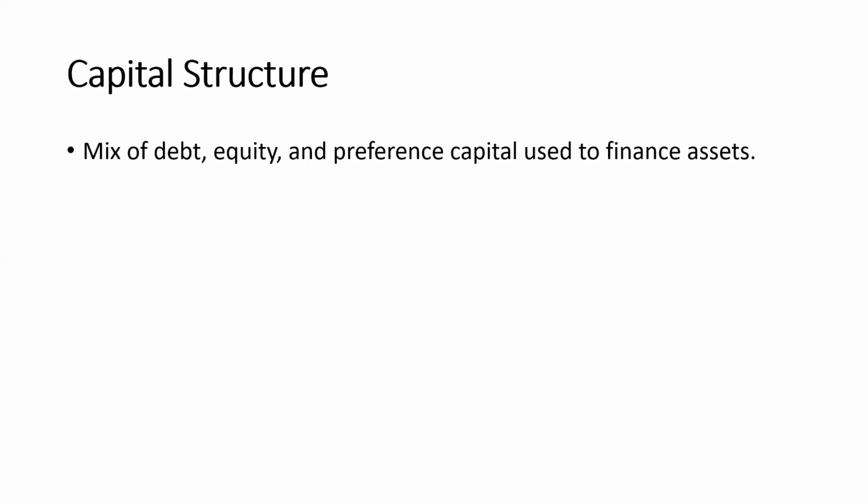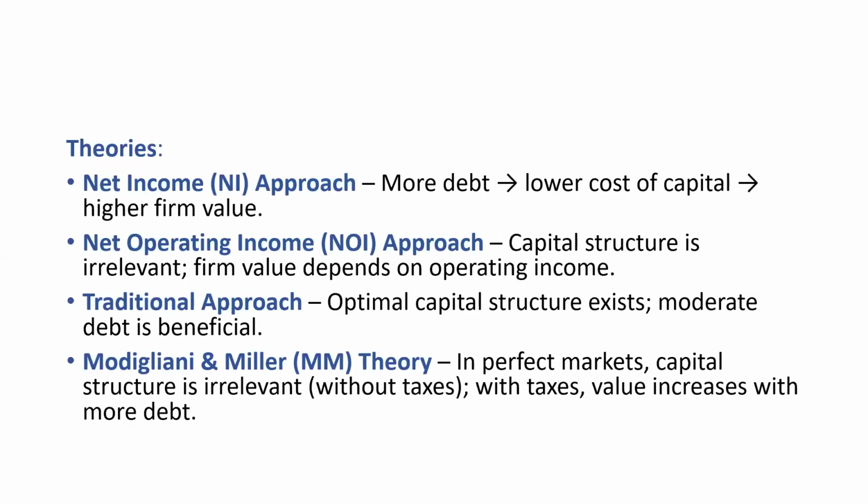Capital structure. So capital structure is a mix of debt, equity, and preference capital used to finance assets of the company. And here are some theories in financial management, which is the net income approach, in which more debt means lower cost of capital and higher firm value. Then the net operating income approach, in which capital structure is irrelevant, and firm value depends on operating income. The traditional approach means an optimal capital structure exists, and moderate debt is beneficial. And the Modigliani-Miller theory approach: in perfect markets, capital structure is irrelevant. With taxes, value increases with more debt.